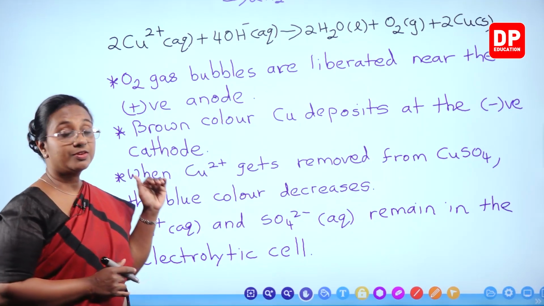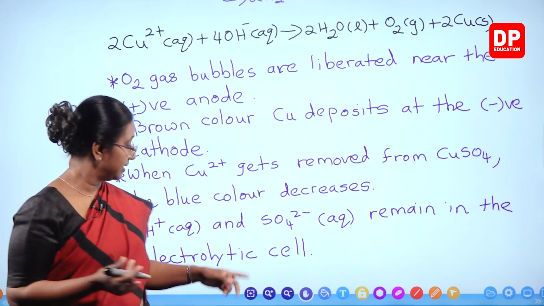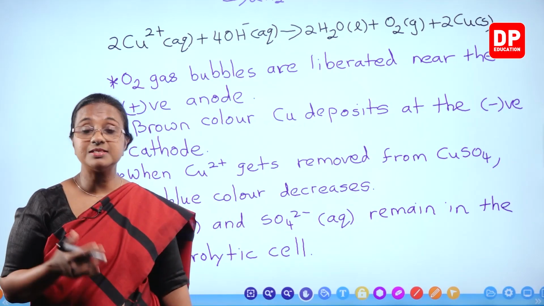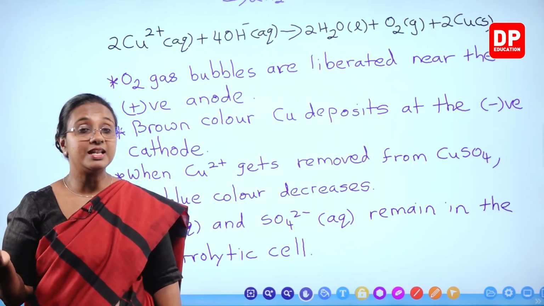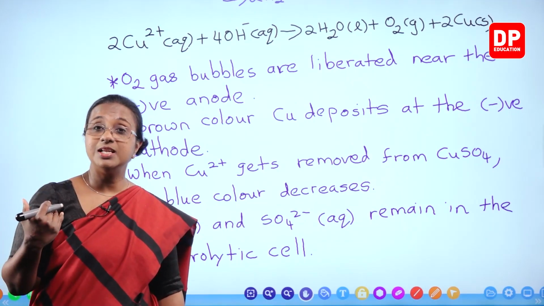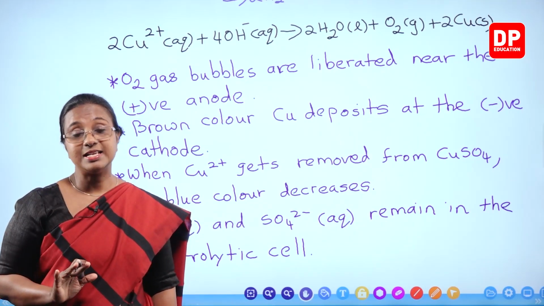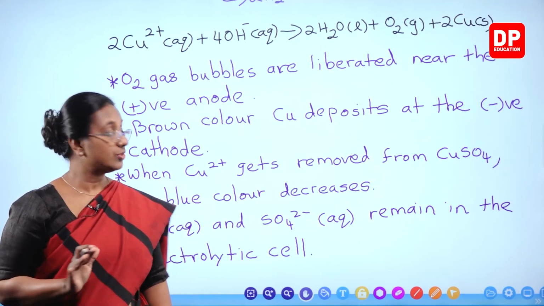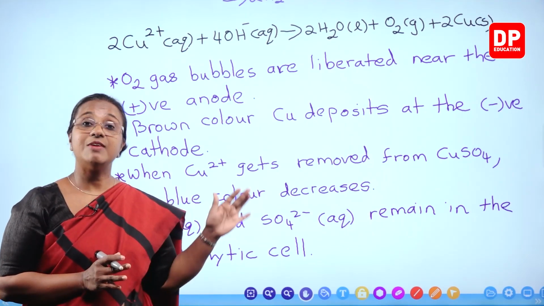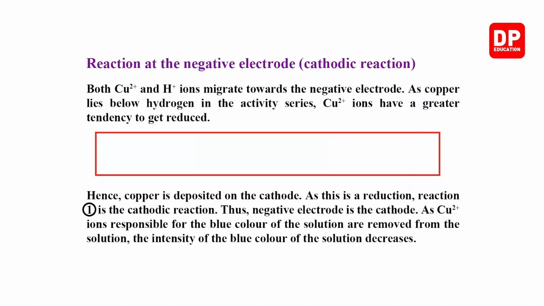So initially it was copper sulfate, blue color solution. But you know sulfuric acid, H plus and SO4 2 minus, sulfuric acid, that is colorless. And when the copper ions are being removed, gradually you see the decrease in blue color. So now can you all understand that clear? So then let's move on to the next slide where again in order I will write these equations.